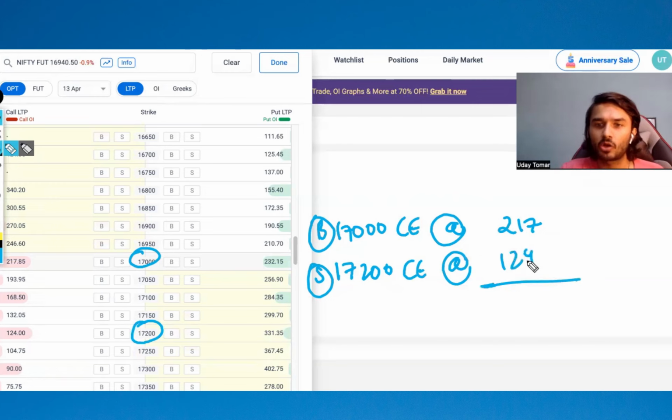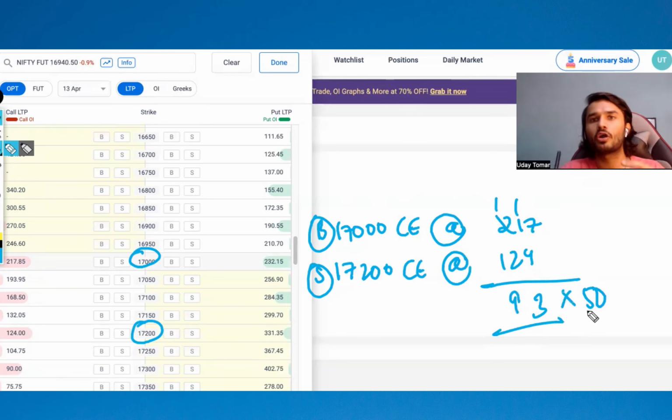So what will be our cost? 124 minus 217, that is 93. So 93 points is our cost. So 93 into 50, because one lot is 50 shares. So 93 into 50 will be our cost of this strategy. So let's go and deploy this strategy.